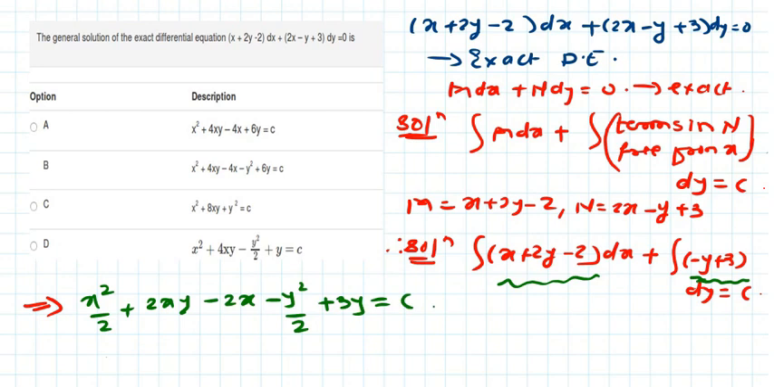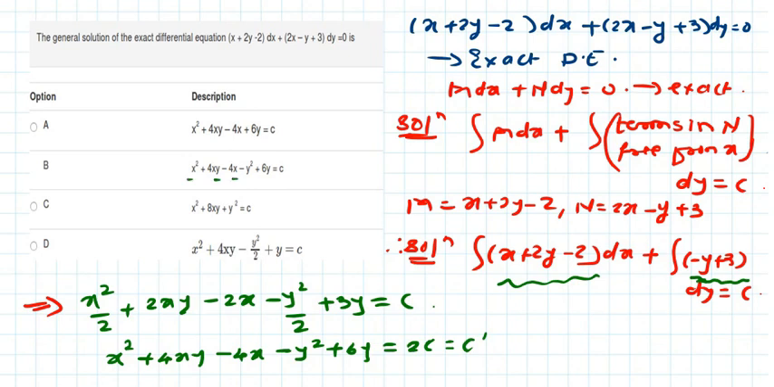So what you will get? x square plus 4xy minus 4x minus y square plus 6y equal to 2c, which is another constant, c dash. If you see this solution in the options, you can observe here, this is x square plus 4xy minus 4x minus y square plus 6y equal to constant. So option B is right. Okay, so let's see the next example.